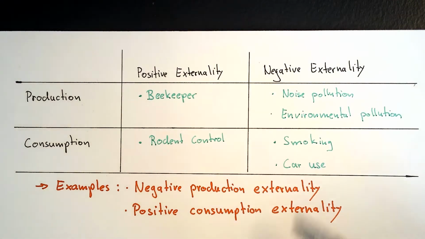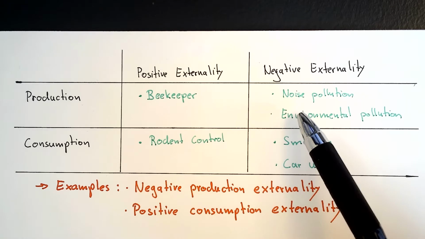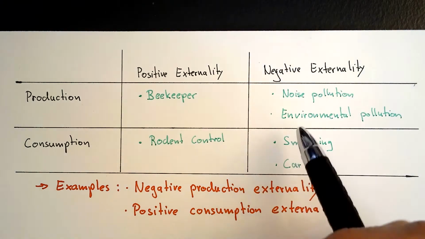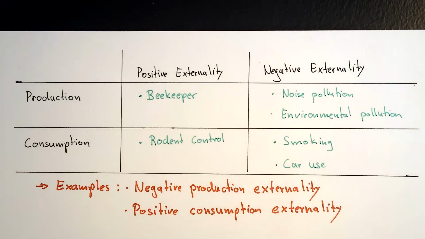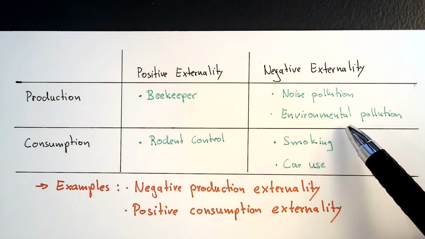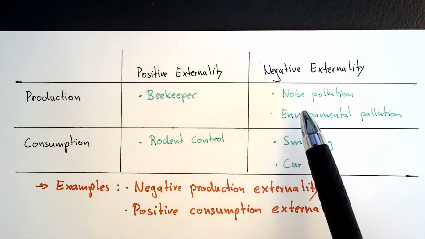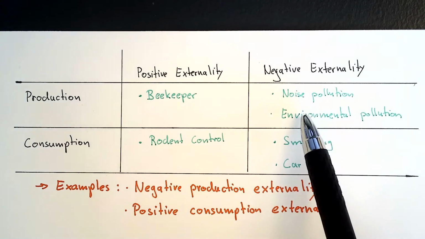So think about if you are living close to an airport, okay? You may have noise pollution, or if you're living close to a manufacturing facility, you may have noise or even smell pollution or air pollution. And you can also have environmental pollution in general, okay, from toxins that are emitted into the atmosphere or in the water or the soil. Okay, so that would be a negative production externality.